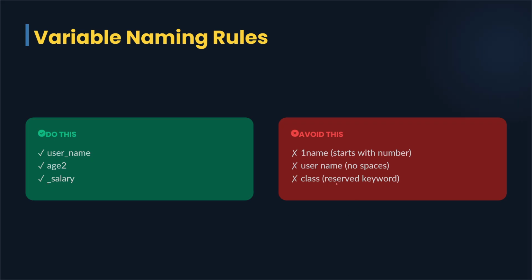Further, we cannot define variables as reserved keywords. What are these reserved keywords? In Python, we have reserved keywords like if, else, for, while, class. These kinds of reserved keywords are there in Python. We cannot define these reserved keywords as variables. We have to avoid such things. These are the basic rules in defining variable names.